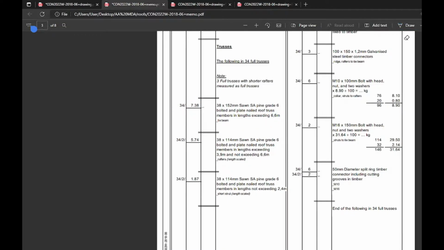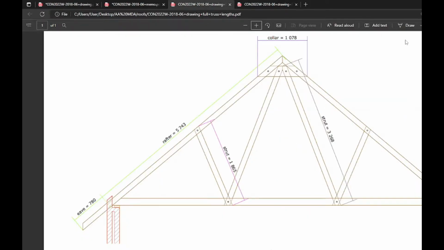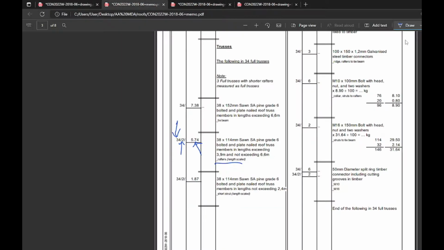On to our rafters. Okay, rafters. So rafters are broken down into 2 rafters per truss, right? And there are 34 trusses. Okay, 5.74, where does that come from? I see there's a note here that says the length is scaled. So we can assume that this length was scaled for the rafter off the screen. That was scaled with a ruler using 1 to 25. Okay, that is pretty self-explanatory as well.